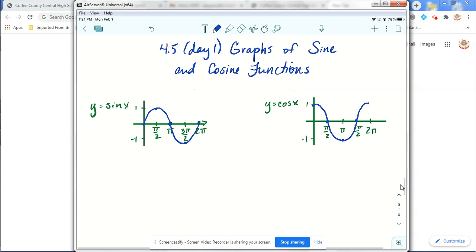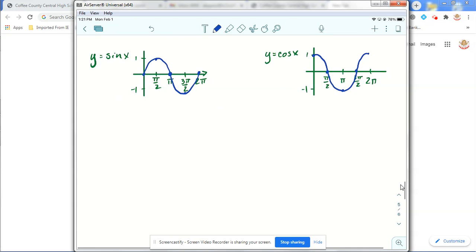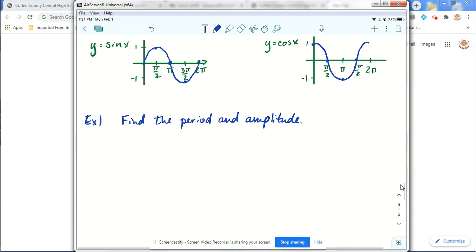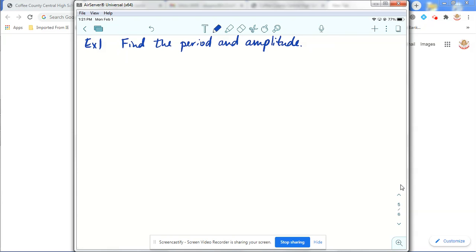Okay. So the first example we're going to do, we're not actually going to do graphs yet. We're just going to determine the period and the amplitude. All right, so for A, we have y equals 2 sine of 5x.